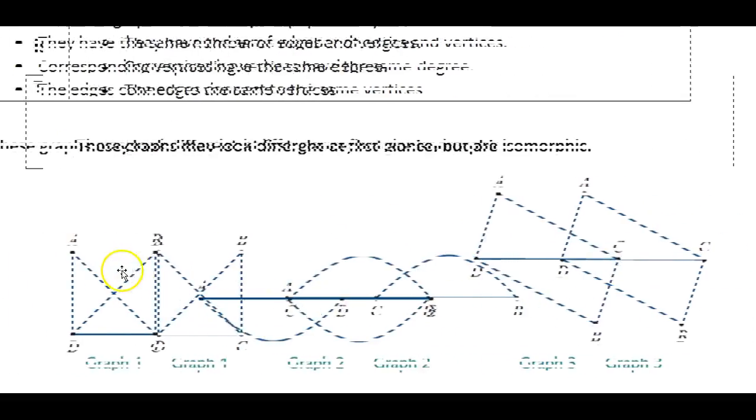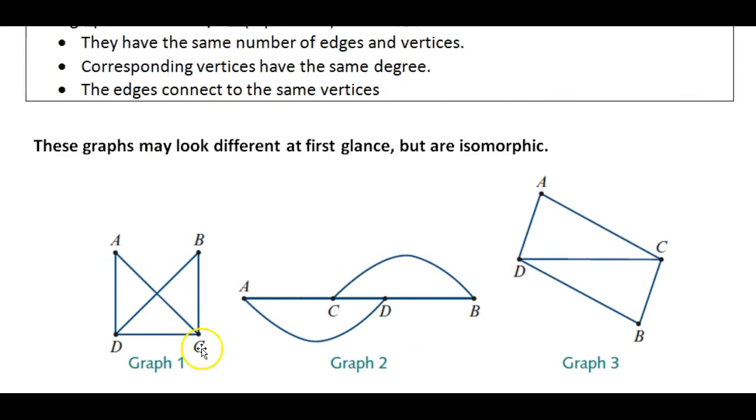In the first graph, we can see there are 4 vertices and 5 edges, and that's the same in each of the following graphs. The degree of vertex A is 2, it's 2 here, and it's 2 in the third graph. B, the degree is 2, and the degree is 2 in the third graph. The degree of C is 3, and the degree of D is 3 in each.